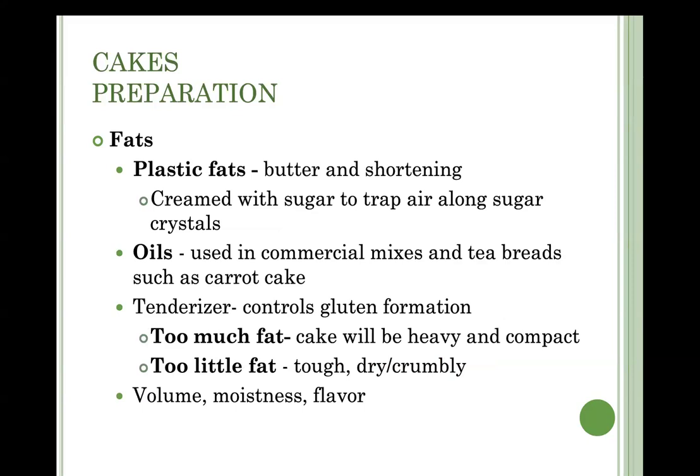Our fats, all right, we have our plastic fats and we have our oils. Plastic fats, that's our cold fats. It's solid at room temperature. We have our butter and our shortening, such as our Crisco shortening. So we do cream the fats with the sugar to trap the air along with the sugar crystals. And our oils, we use these in commercial mixes and our tea breads to make things like our carrot cake.